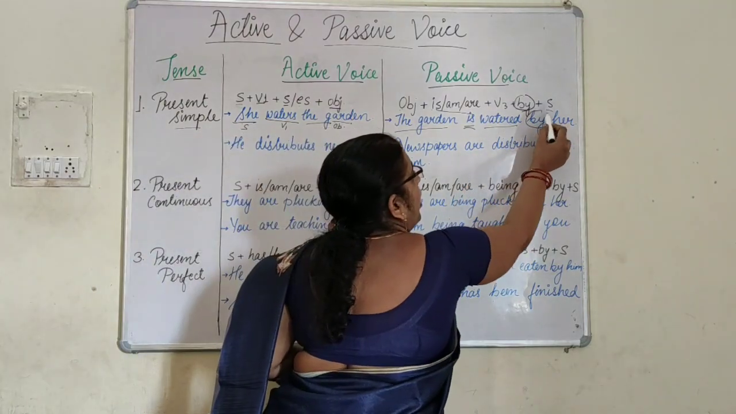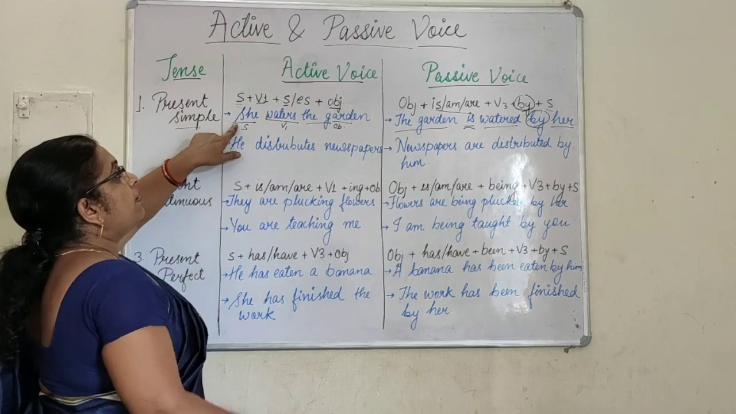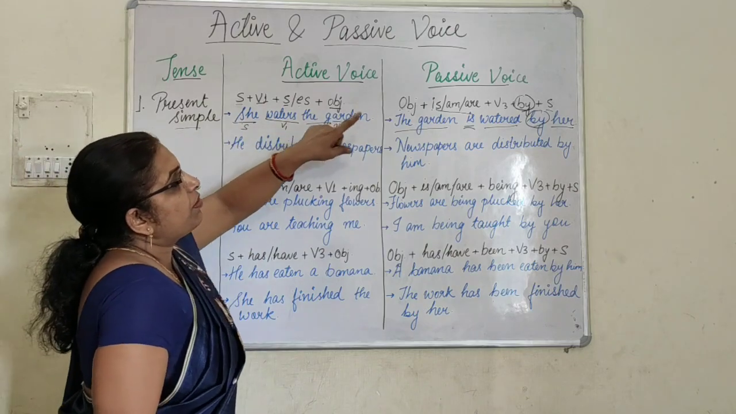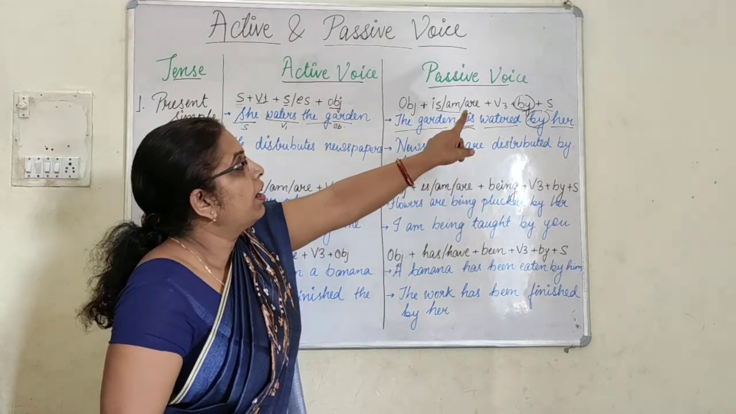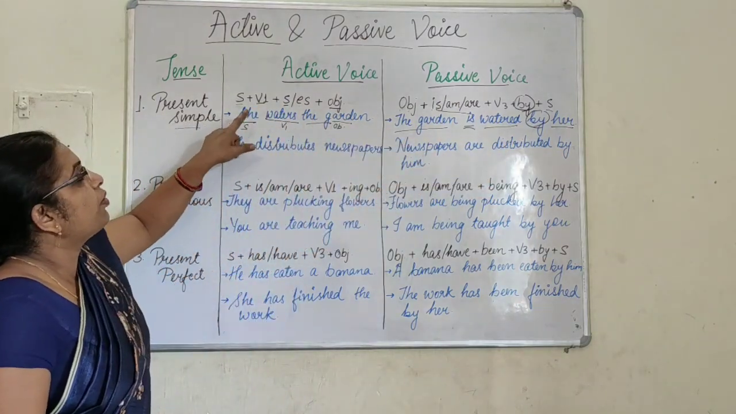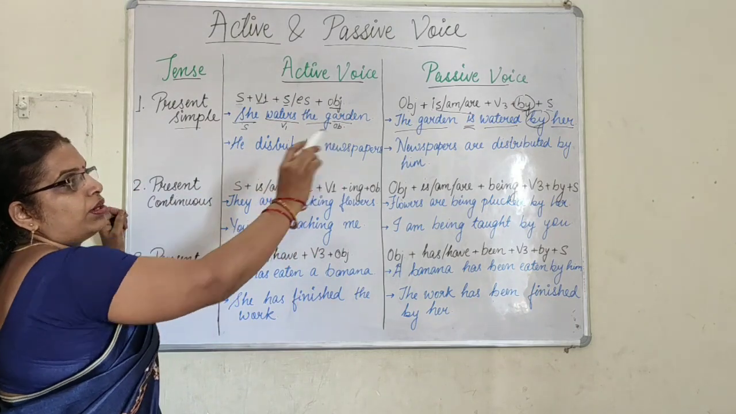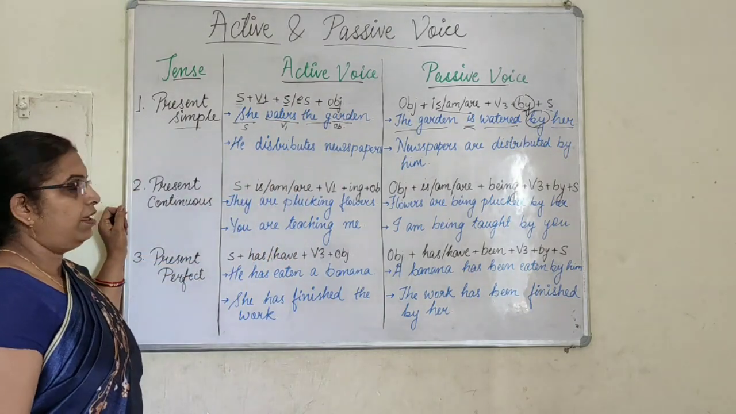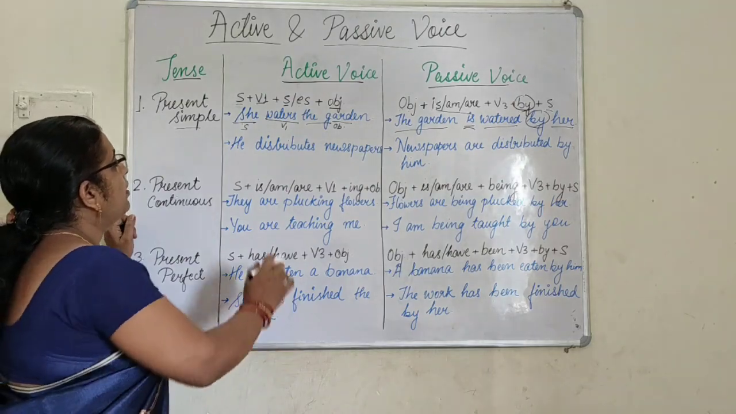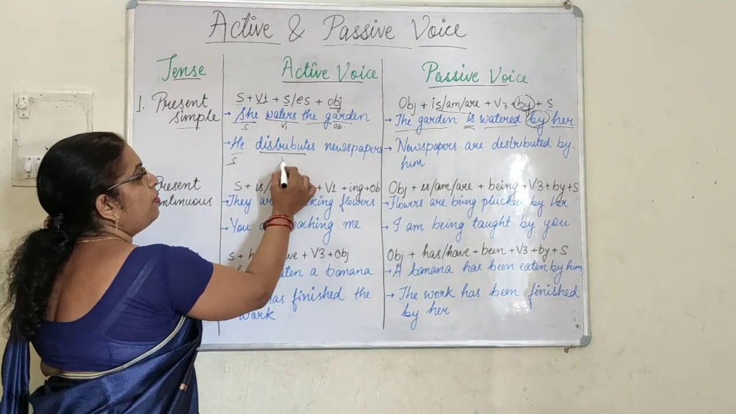Then by and the object, this she becomes her. It is at the position of the object. So the sentence, she waters the garden, is changed as the garden is watered by her. Come to the next example. He, subject, distributes V1.